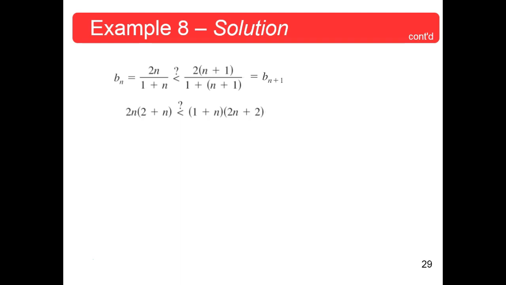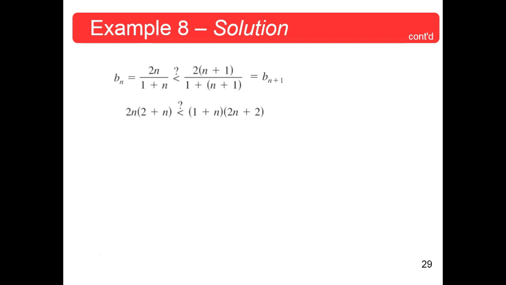So that wipes out this factor, and you have 2n plus 2 times n plus 1. Yeah. All right. Pretty tricky.